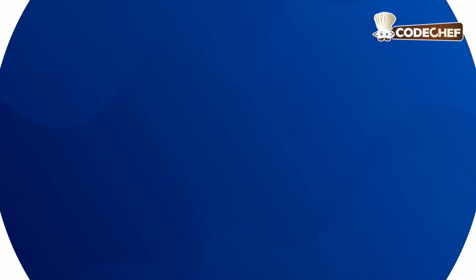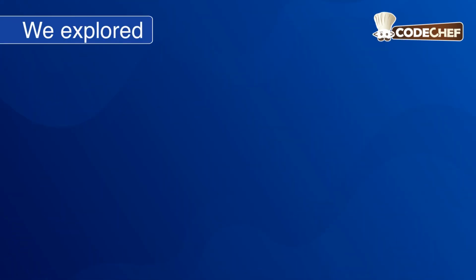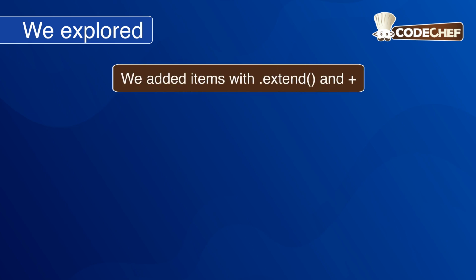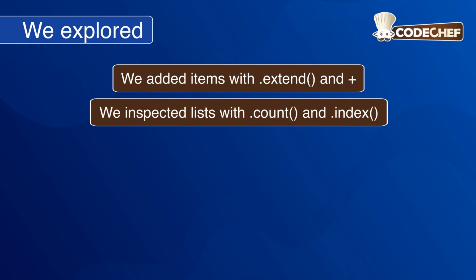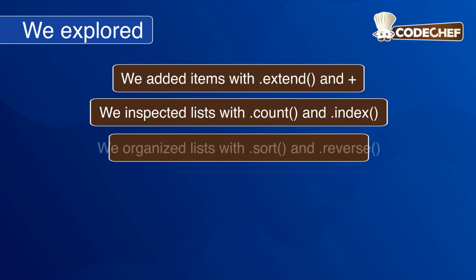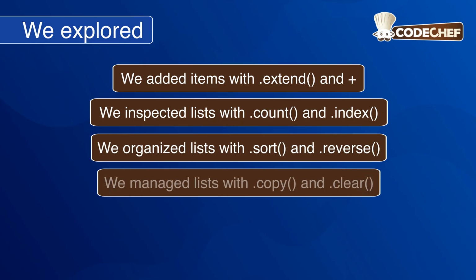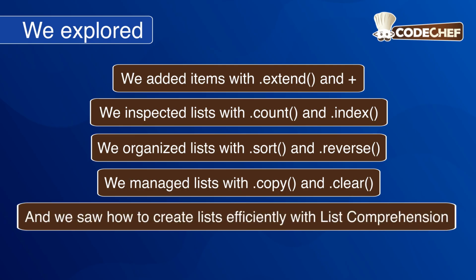Today, we explored a whole new set of tools for working with lists. We added items with .extend and +. We inspected lists with .count and .index. We organized lists with .sort and .reverse. We managed lists with .copy and .clear. And we saw how to create lists efficiently with list comprehension. Keep practicing, and you'll find yourself using these all the time.